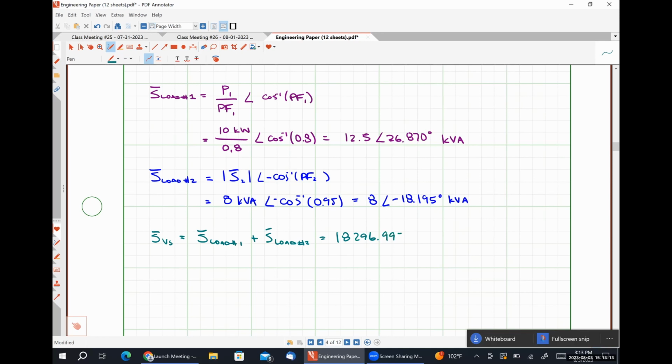I wind up getting 18,296.995 with an angle of 15.865 degrees volt amperes. And I can express that as 17,600 plus j5,002 volt amperes in rectangular form.